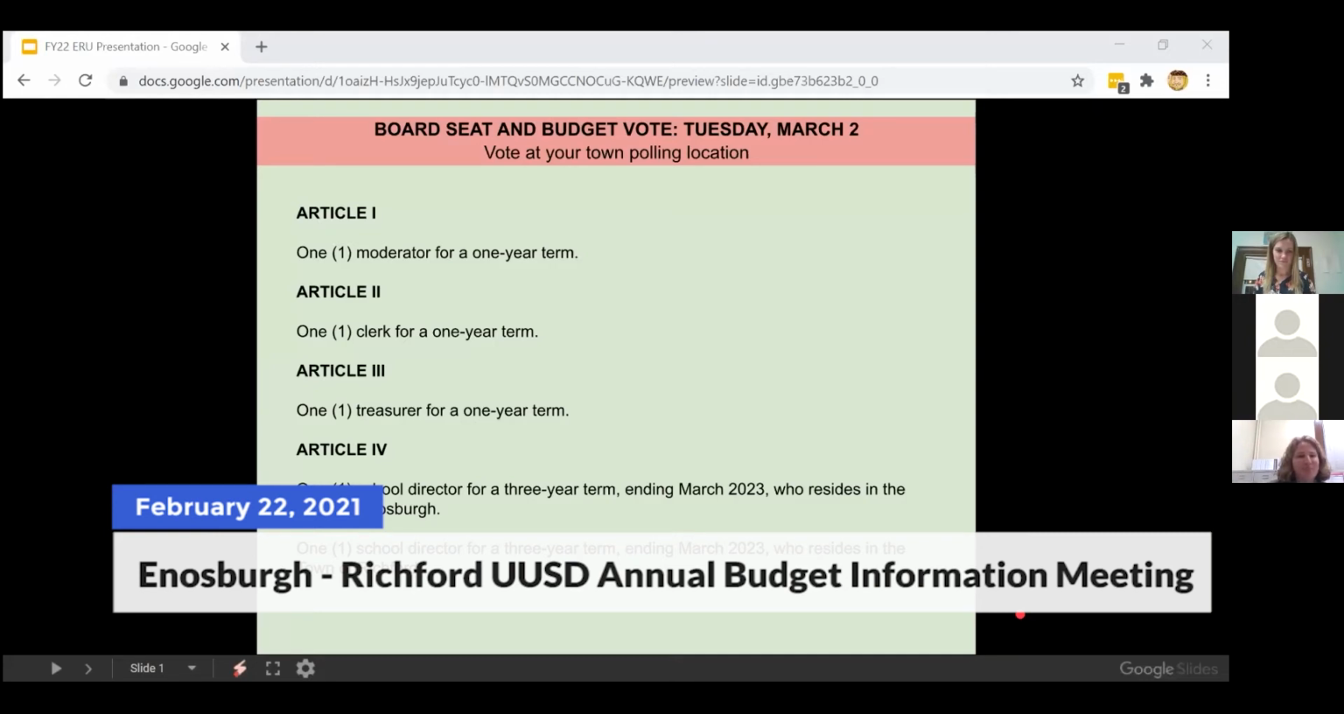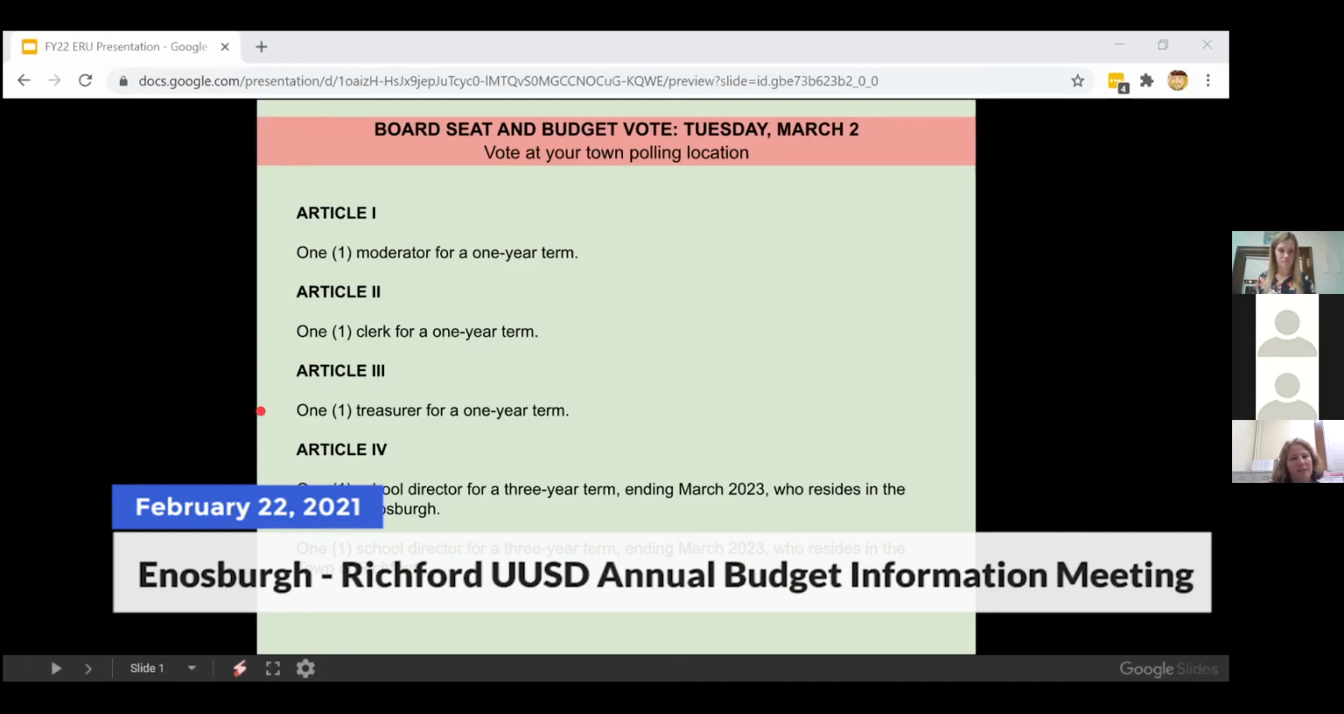Great, thanks. So what we're going to do is start going through the articles that you'll see on the warrant. Again, at the top of the slide, you'll see that the board seat and budget vote will be on Tuesday, March 2nd, our normal town meeting day. But unfortunately, we will not be gathering due to COVID restrictions. So you're going to be going to your polling place if you haven't requested a mail-in ballot. You'd be going to your polling locations to vote on these articles. So Articles 1, 2, and 3 are typically voted on from the floor, but as I said, this year you're going to be voting on them by Australian ballot, which is a moderator, a clerk, and a treasurer.